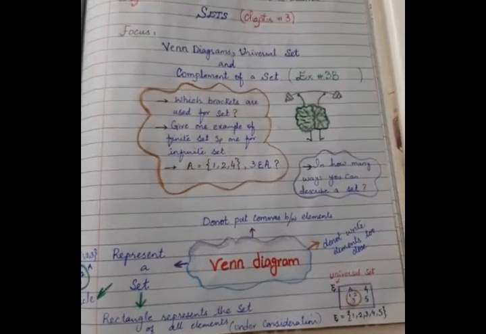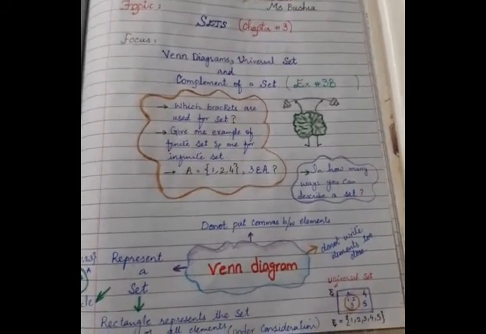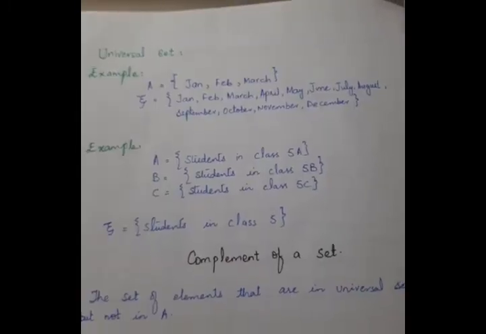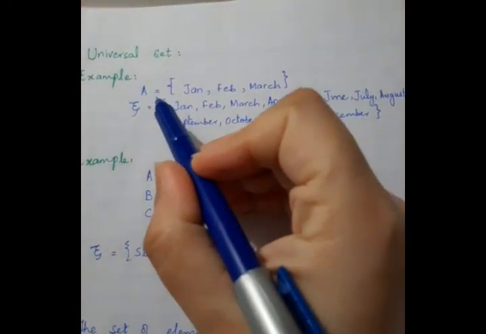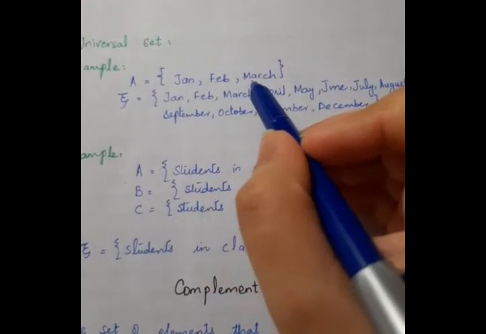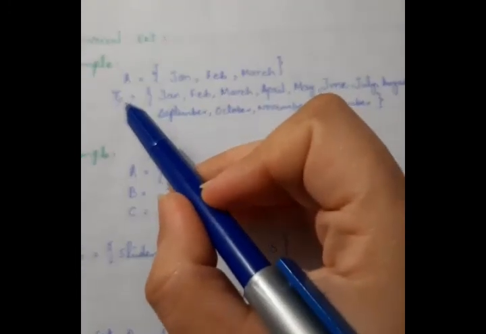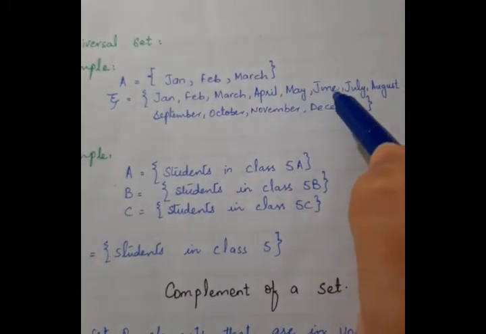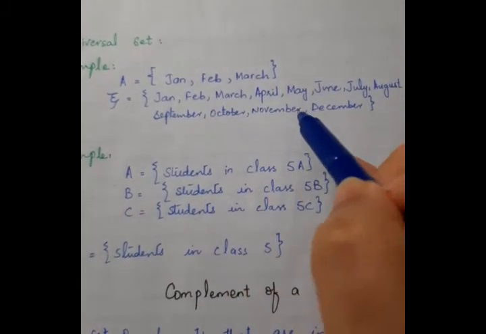So this is all for the Venn diagram. I am going to give you some examples of the universal set. Let's say we have a set A which shows 3 months of a year: January, February, March. The universal set is going to represent all the months in a year: January, February, March, April, May, June, July, August, September, October, November, December.